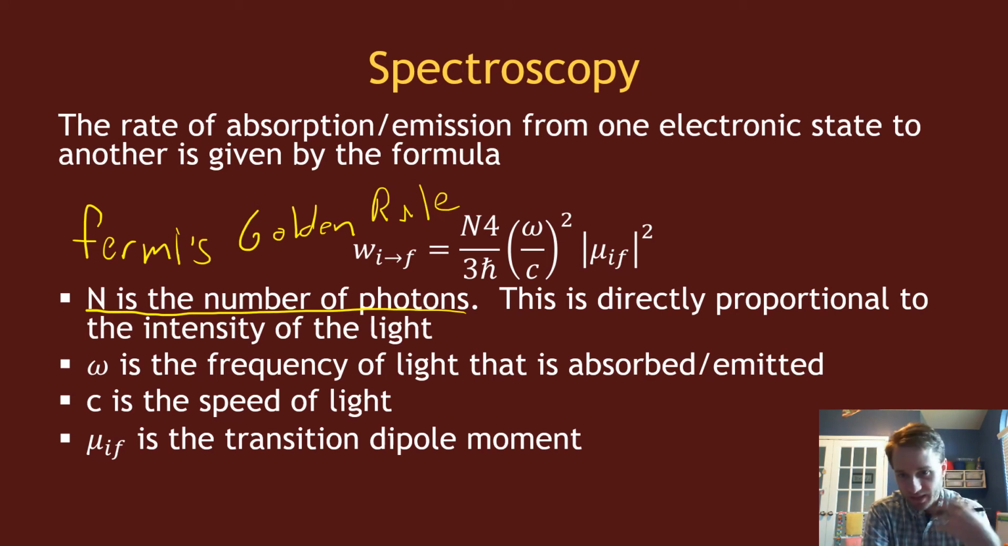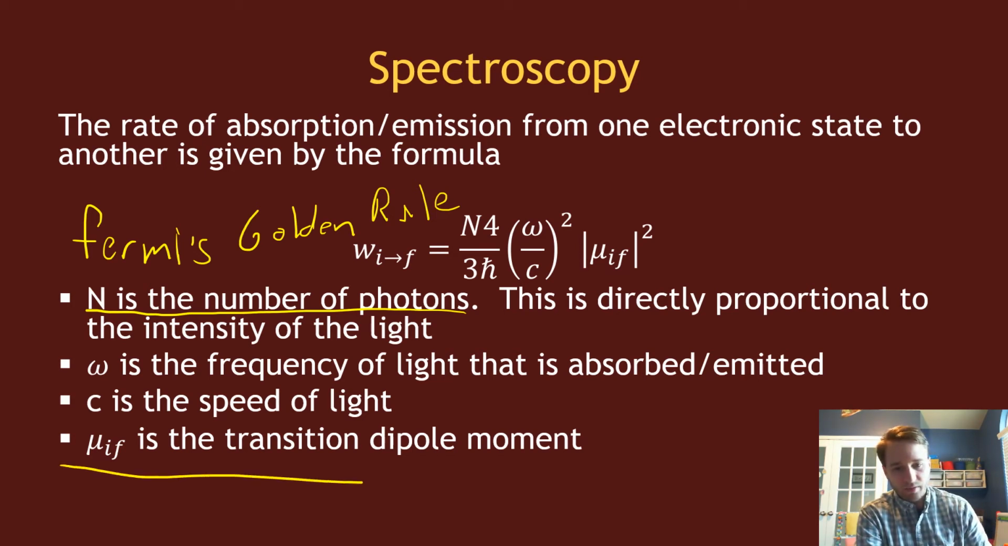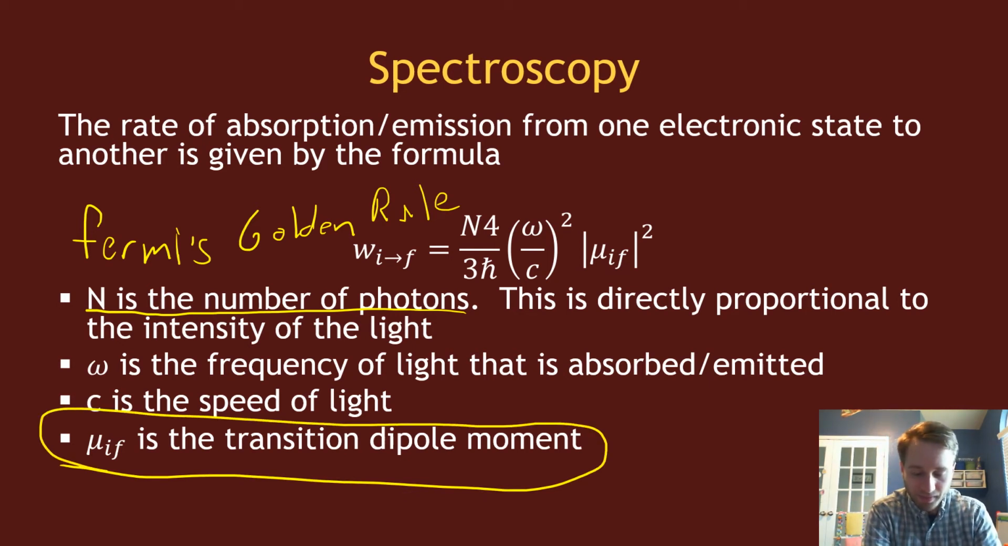Because each absorption event has some probability of occurring, the more photons you have hitting your surface, the more absorptions you're going to have, which is related with the intensity of that light. Omega here is the frequency of light that's used, the energy of that light. C happens to be the speed of light, which is constant. And the key thing out of this that we'll focus on in this class, at least, is the transition dipole moment. So mu IF here is called the transition dipole moment.